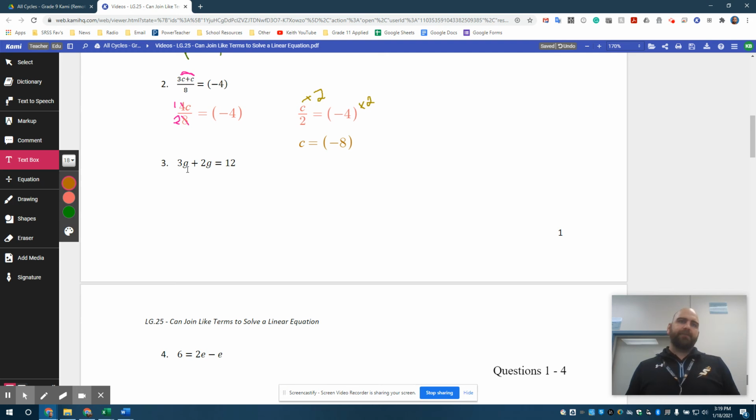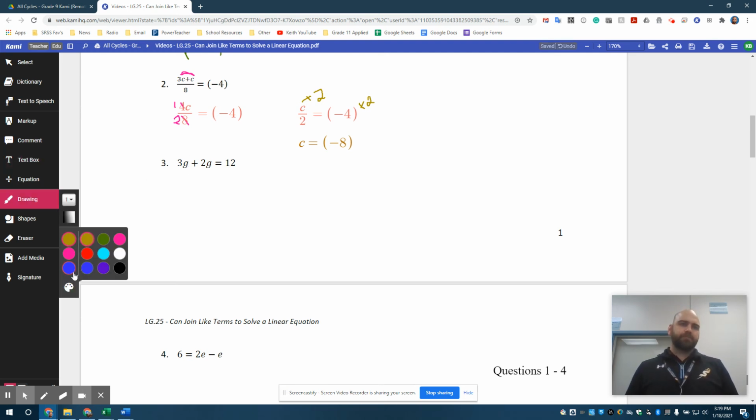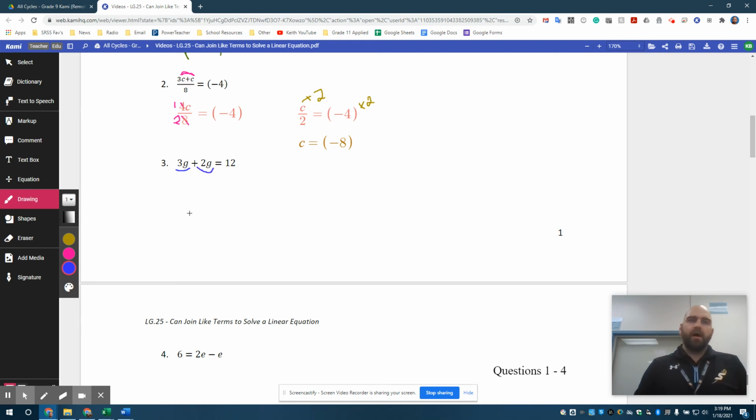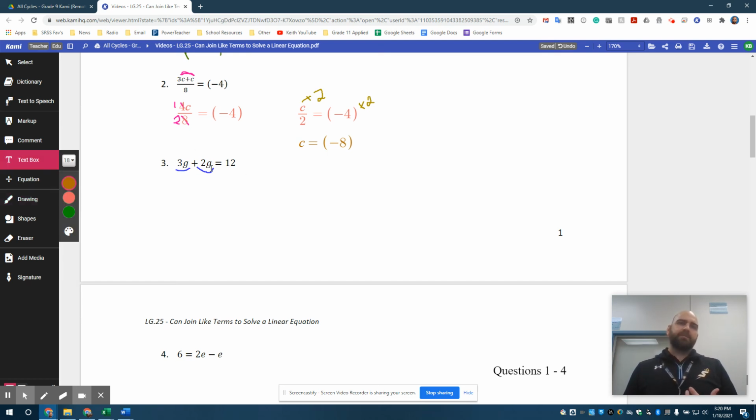The third one here, we have 3G and 2G. And no, these are not types of cell phone service, 3G and 2G. These just happen to be our terms. We're using different variables here, you'll notice. Instead of using x's, I'm using g instead. So we're solving for what g is here. When we combine these two, we have 3G and 2G, and we combine that to get 5G.